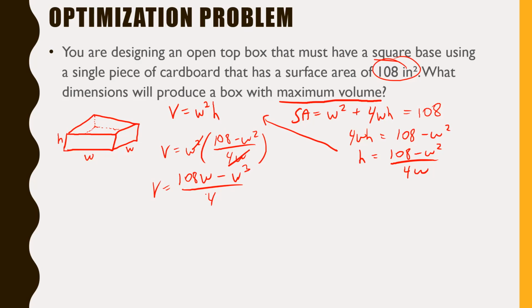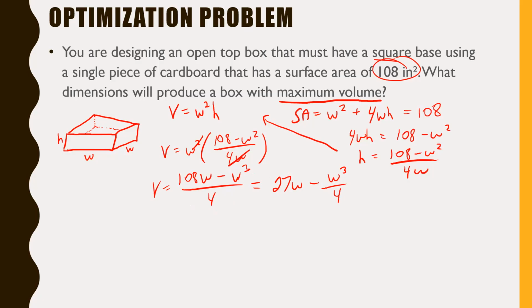Now, we could take the derivative of this, but this is a fraction. And honestly, I don't like taking the derivative of fractions, even though the denominator here is just a number. So I'm actually going to divide each of these separate things on the top by that 4. That way I don't have as big of a fraction to worry about. If I do that, what I'm going to get is 108 divided by 4 is 27. So this is 27W minus, as for W cubed divided by 4, not really any way around it. It's just got to be W cubed over 4.